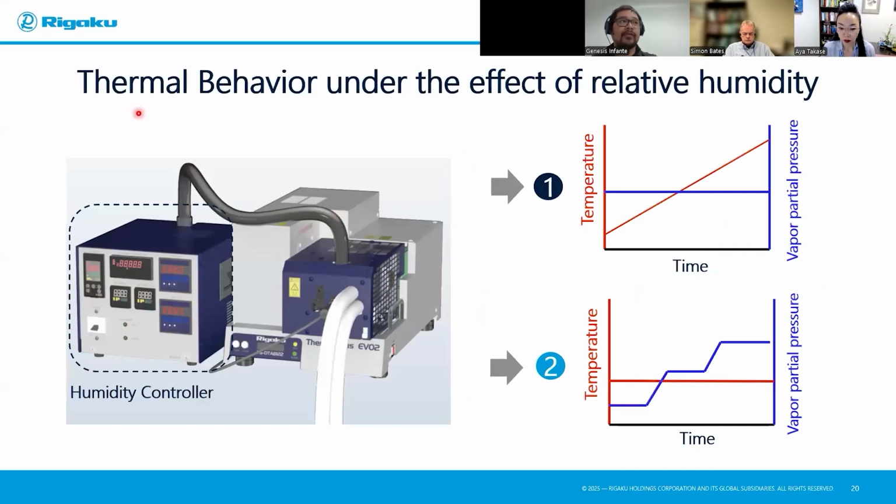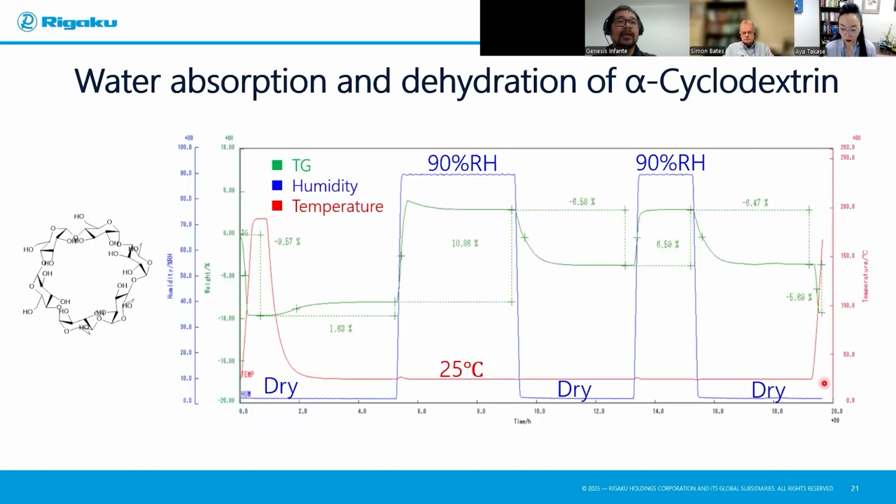The next part I will be covering is the thermal behavior under relative humidity, so controlling the amount of water content in the air. And we can achieve that by having this humidity controller attached to the TG-DTA from Rigaku. Typically there are two modes that you can do a study with here. First, you'll have a temperature increase, but a steady control of the vapor partial pressure. Or you'll have a steady temperature and a varying vapor partial pressure as the factor to change.